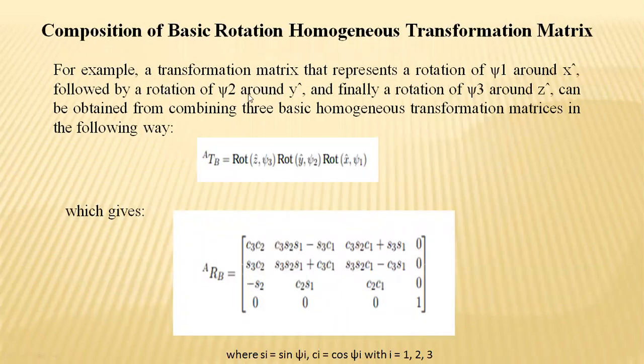Considering an example, a transformation matrix that represents the rotation of psi1 around the x-axis, followed by the rotation of psi2 around the y-axis, and finally the rotation of psi3 around the z-axis, can be obtained by combining three homogeneous transformation matrices in the following way. See here in the question, it is given in detail that rotation about the x-axis needs to be considered. Rotation about the y-axis needs to be considered. Simultaneously, rotation about the z-axis should also be considered.